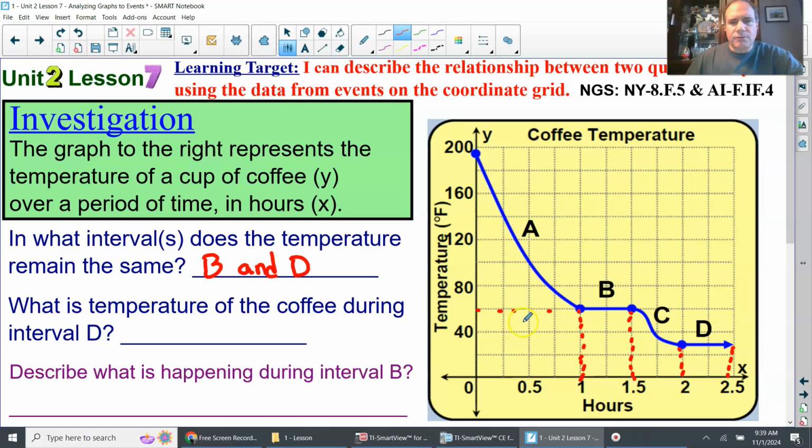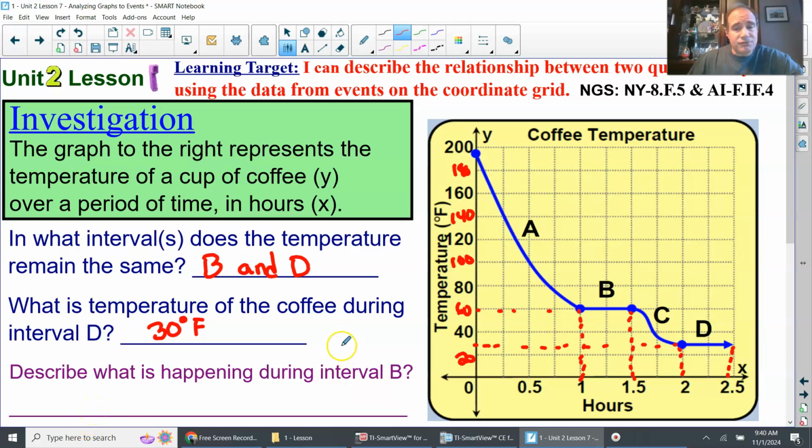What is the temperature of coffee during interval D? I'm just going to draw a dotted line all the way to the center of there. I'm going to put some numbers in. This is 20, this is 40, this is 60, that's 80, this is 100, this is 120, that is 140. And you could put 180. So this is 20, this is 40, in between there is 30 degrees, so that's what I'm going to put, 30 degrees Fahrenheit.